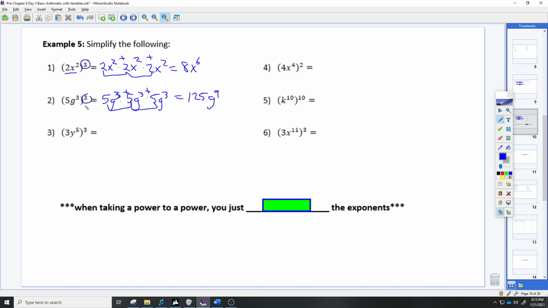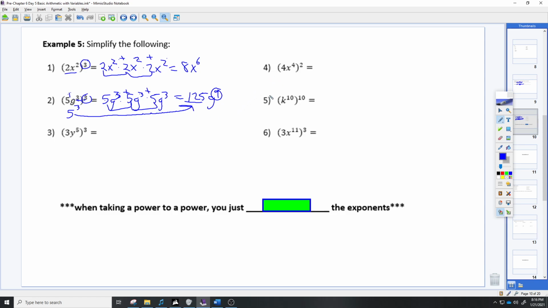Okay, so what is actually going on here? How can we do this without writing this out every single time? If you look at this in here, we have g to the 3rd and 3 on the outside. If you actually multiply them, you would get 9. So with the variables you multiply, 3 times 3 gets 9. Where's the 125 come from? How does that work? Well, that's kind of the same idea. You have 5 to the 1st. So what you do is you do 1 times 3, and that gives you 5 to the 3rd. And 5 to the 3rd is 125.